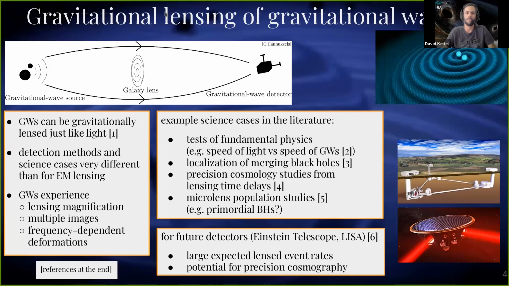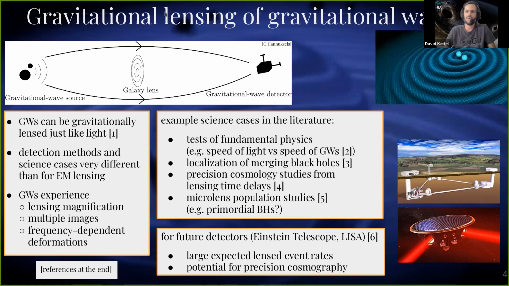But the detection methods and science cases will be very different than for electromagnetic lensing, because it's very different data sets. For example, the detectors have very bad sky resolution, but very good time resolution. The phenomenology is in principle that gravitational waves experience lensing magnification and multiple images from strong lensing, the same sort of thing most people here look for, but also unique frequency-dependent deformation effects, which I mention again later.